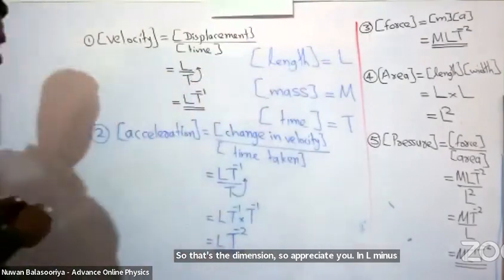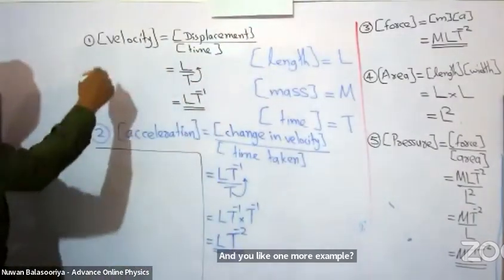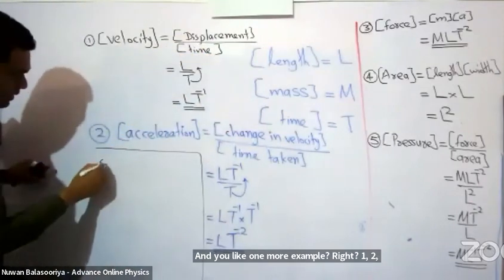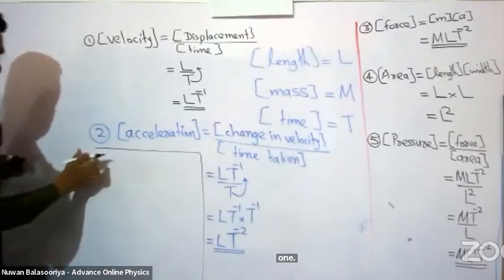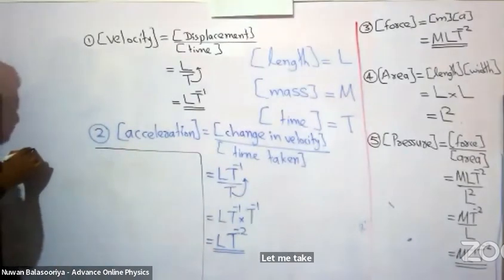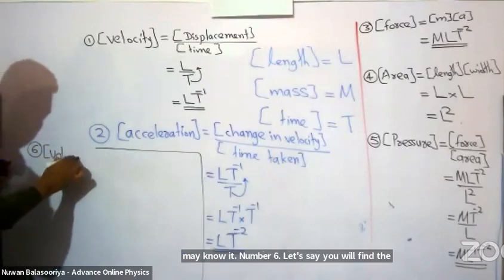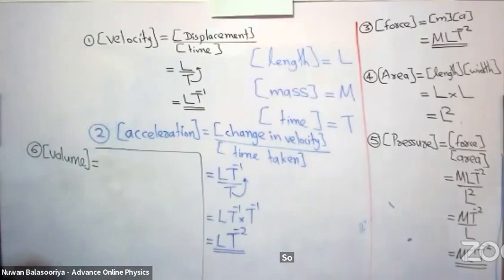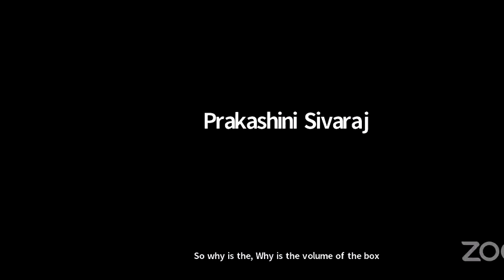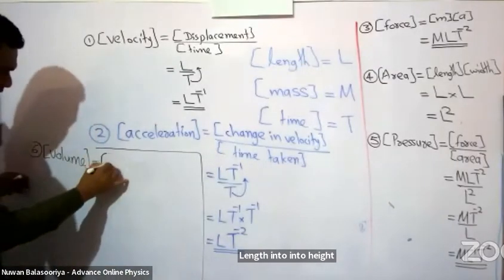Right. Let me write one more example, the sixth one. Let me take it as volume. What is the volume of a cube here? You may know it. Number 6. Let's say you want to find the volume of a box. So what is the equation? Somebody unmute the mic and tell me. What is the volume of a box? Length into width into height. Very good.